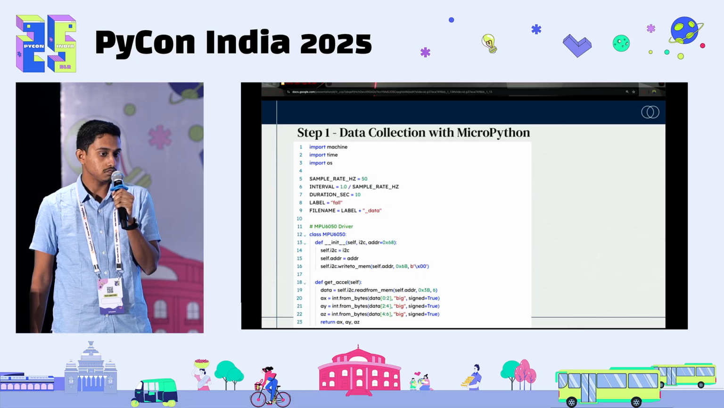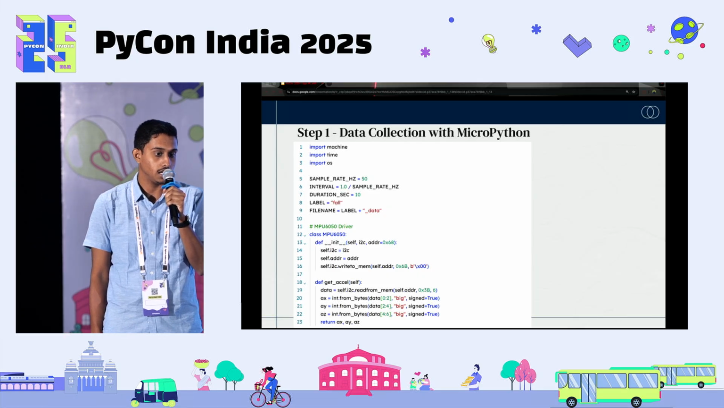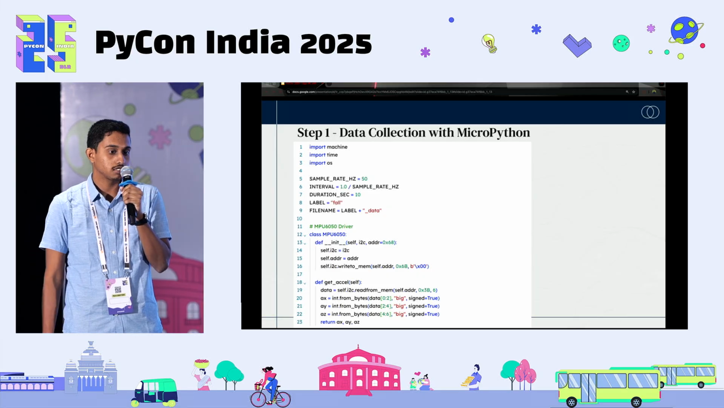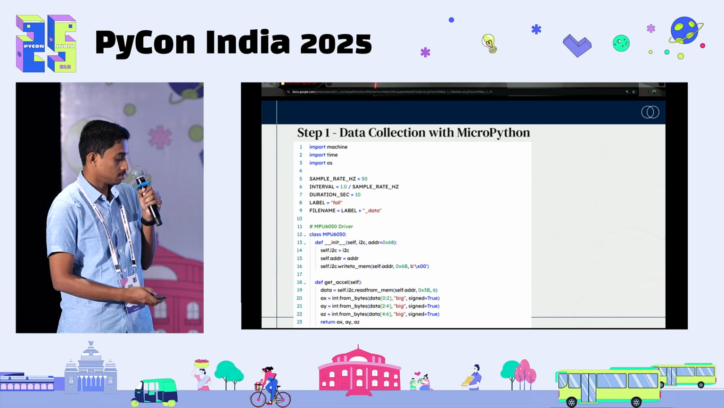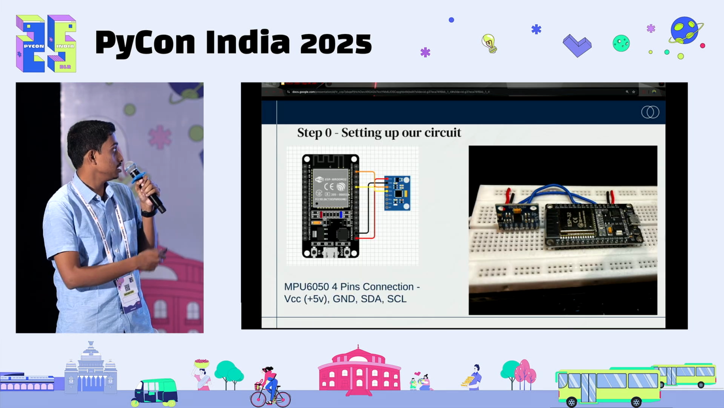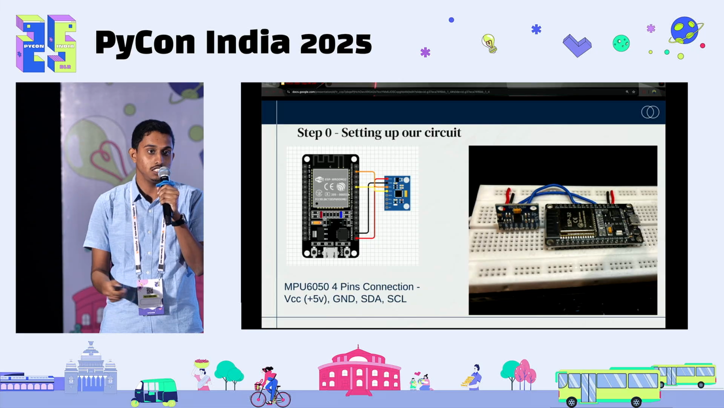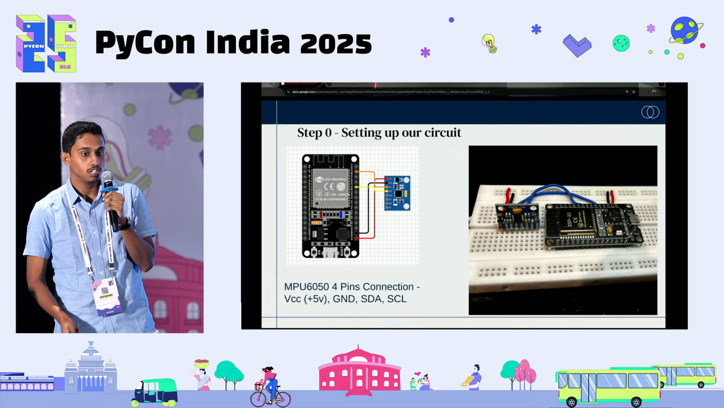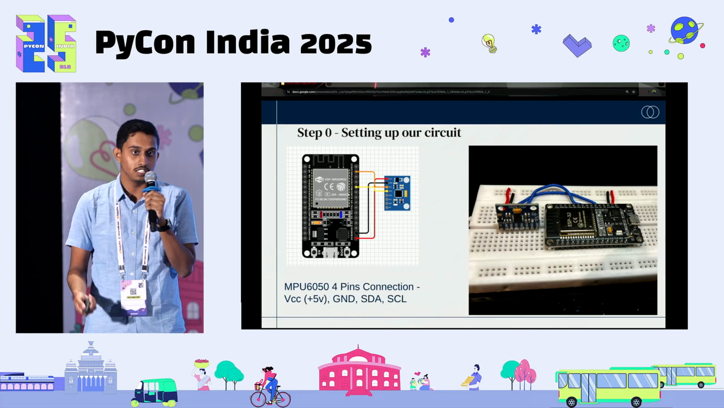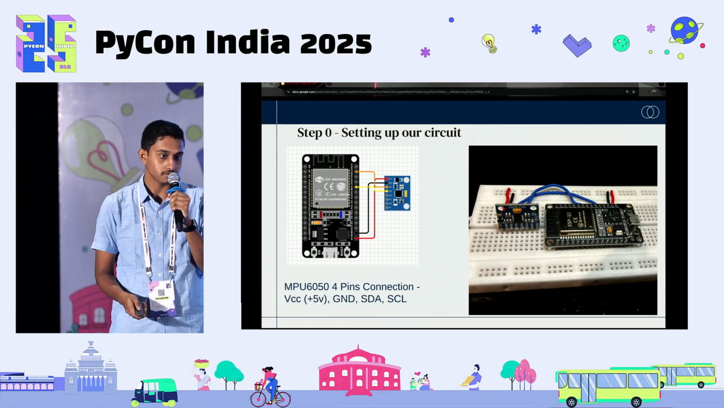There's a simple class for MPU6050 where it has the init, and it also gets the accelerometer readings. Just to give a heads up, what's an accelerometer? It just measures the acceleration in each of the x, y, and z directions. Acceleration, again, is the change of velocity.